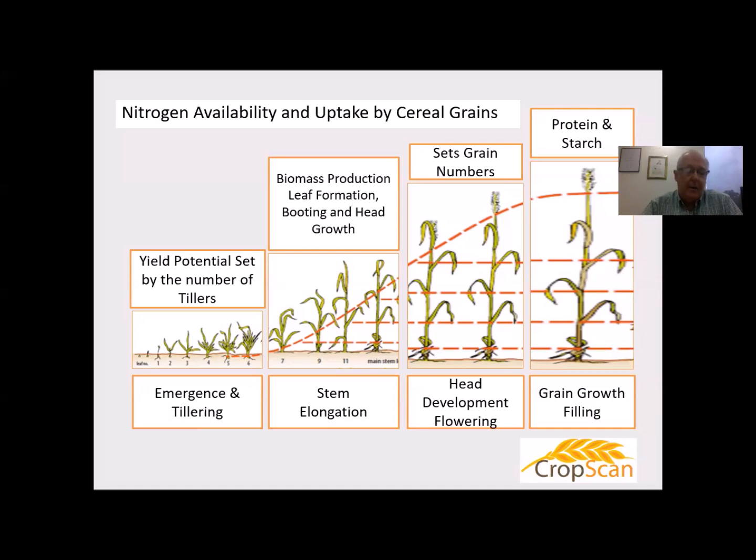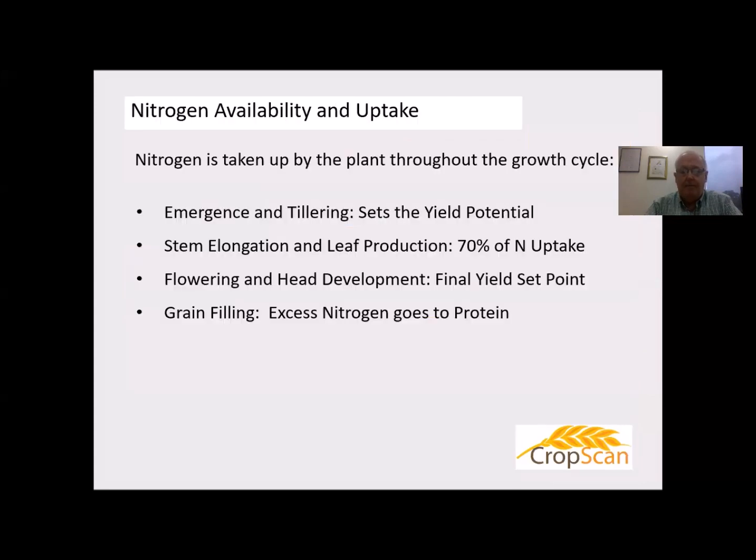But all plants start from a seed. They form roots at the bottom. They basically break out through the surface of the soil and form tillers. From there, the stem grows, it produces heads, the heads flower, and then eventually the heads fill up with seeds and the seeds fill up with starch and protein. So this is the cycle for all cereal grains. And nitrogen is required at all stages of the development of the plant.